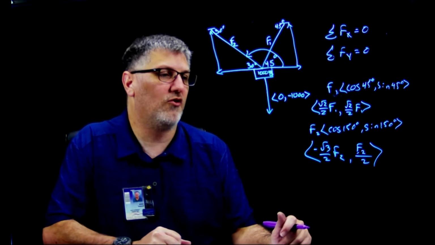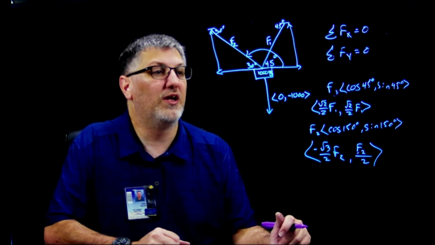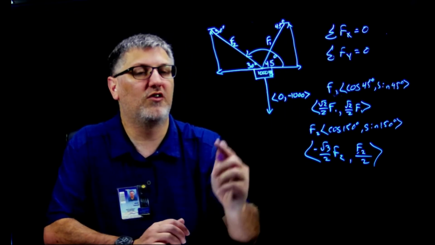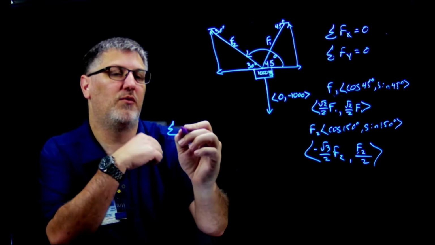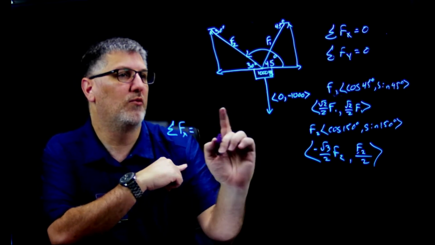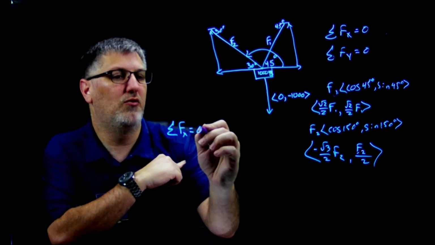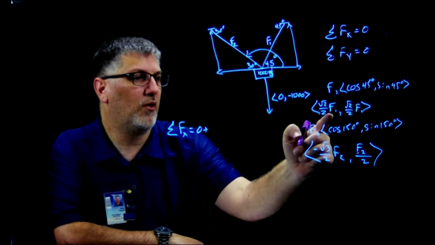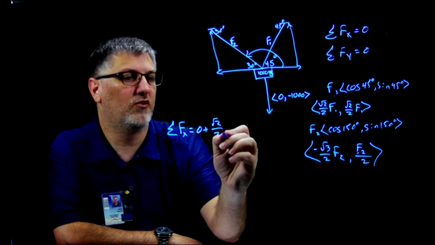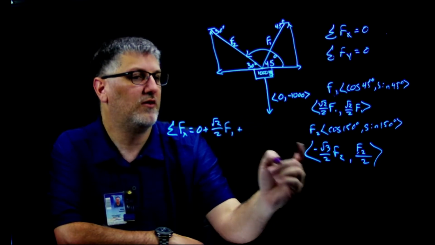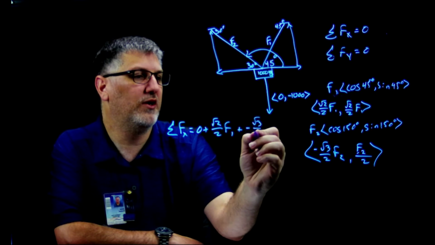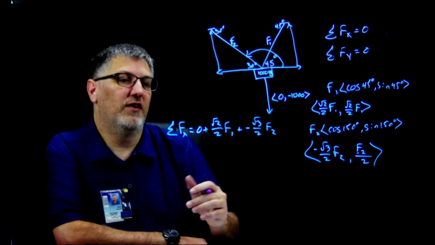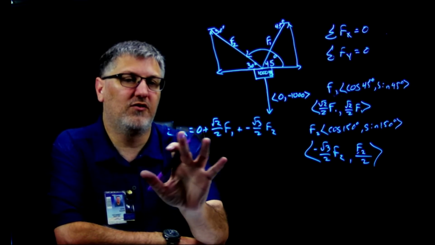Now that I've got this all squared away, let's add up all my x and my y vectors, because I have 1, 2, 3 vectors I can add up. So the sum of my force in the x direction: I'm going to look at all my x's. I have a 0 plus, well, let's do this one first, square root of 2 over 2 force 1 plus a negative square root of 3 over 2 force 2. Okay. And this has to equal 0.